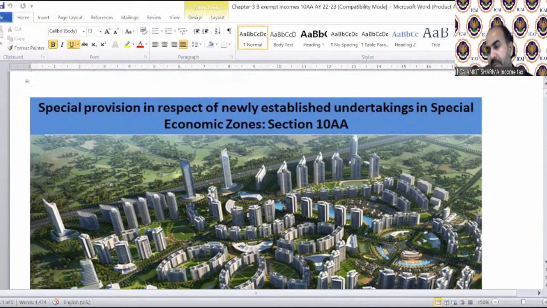So section 10AA deals with it, that if you have a business unit in a special economic zone, then a certain amount of your income can be exempted from tax. But that is not that simple. There are a lot of provisions you have to fulfill. There are certain conditions.